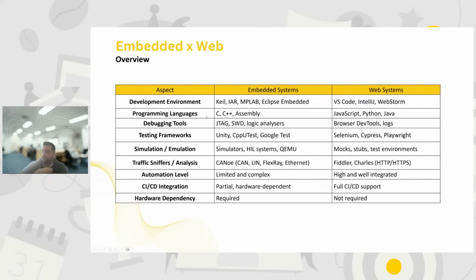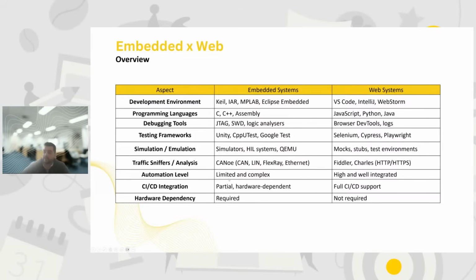Here, a final overview. In the development environment, we can see some technical description: programming languages used, low level and high level, debugging tools like JTAG, logic analyzers, browser and dev tools, and testing frameworks for embedded and web. For simulation and emulation, in embedded we use simulators, hardware-in-the-loop systems, etc., and in web systems, we use mocks, stubs and test environments. For traffic sniffers, we already had a look at CANoe in this presentation, and Fiddler and Charles.